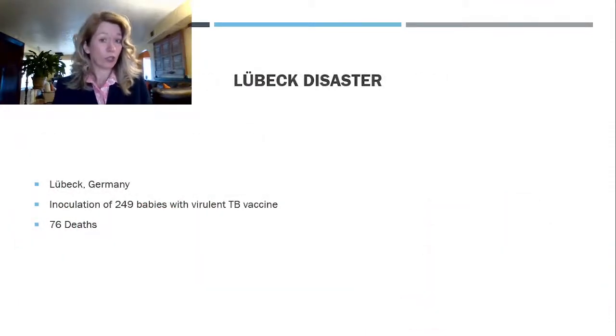Another illustration in the uniqueness of an individual's immune system defenses is a tragic yet enlightening case from history. In Germany, 1926, an accidental inoculation with a TB vaccine generated data regarding variation in resistance to this microbe. 249 babies were accidentally inoculated with a virulent TB instead of the attenuated vaccine. What was discovered is that about 70% of the babies did not become seriously ill. However, 76 children did die. This is known as the Lübeck disaster, named for the location of the event, Lübeck, Germany.